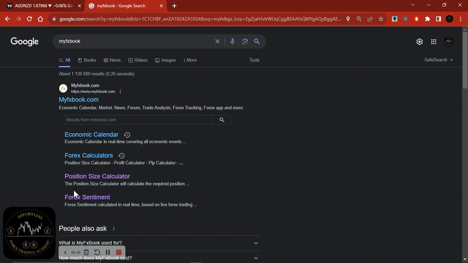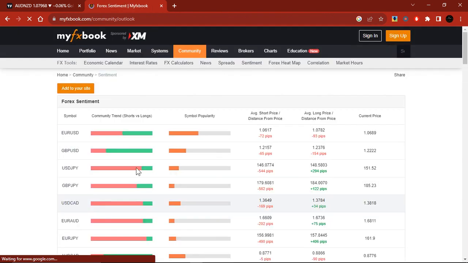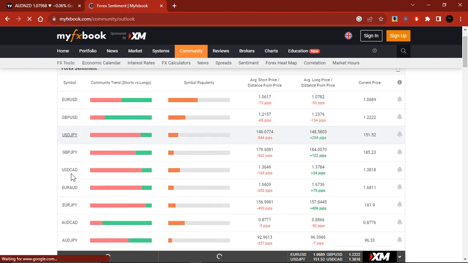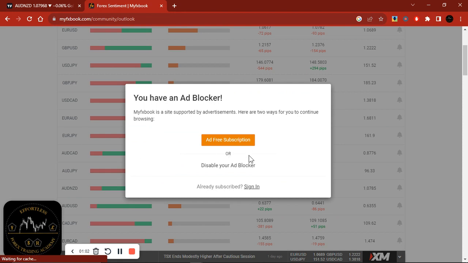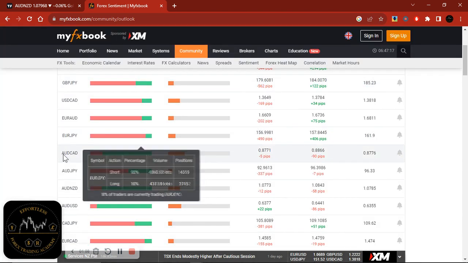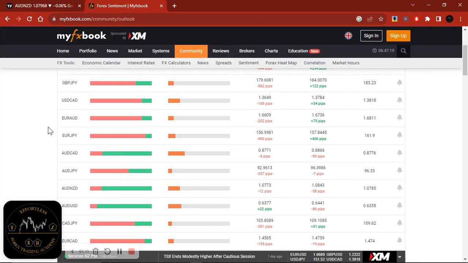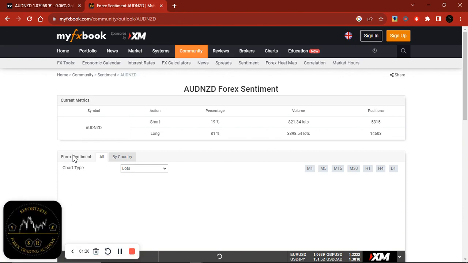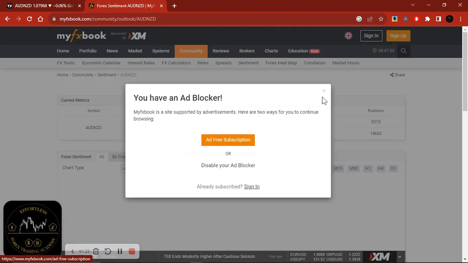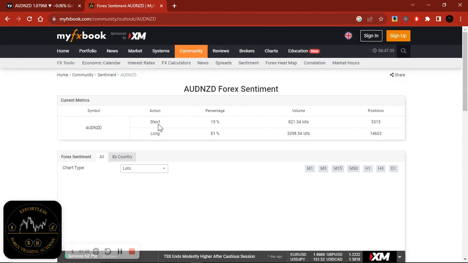So to find this tool, you need to go onto my FX book, and then you need to go into Forex sentiment. And then once you've entered Forex sentiment, you just select the trade that you are currently in, or the trade that you are looking to execute, right? So let's close this because I have an ad block. In this example, I'm using AUDNZD. So we're gonna click on AUDNZD, and then it'll give us a breakdown of the Forex sentiment, right? So then in this case, you can see what is currently happening in terms of who's long and who's short.